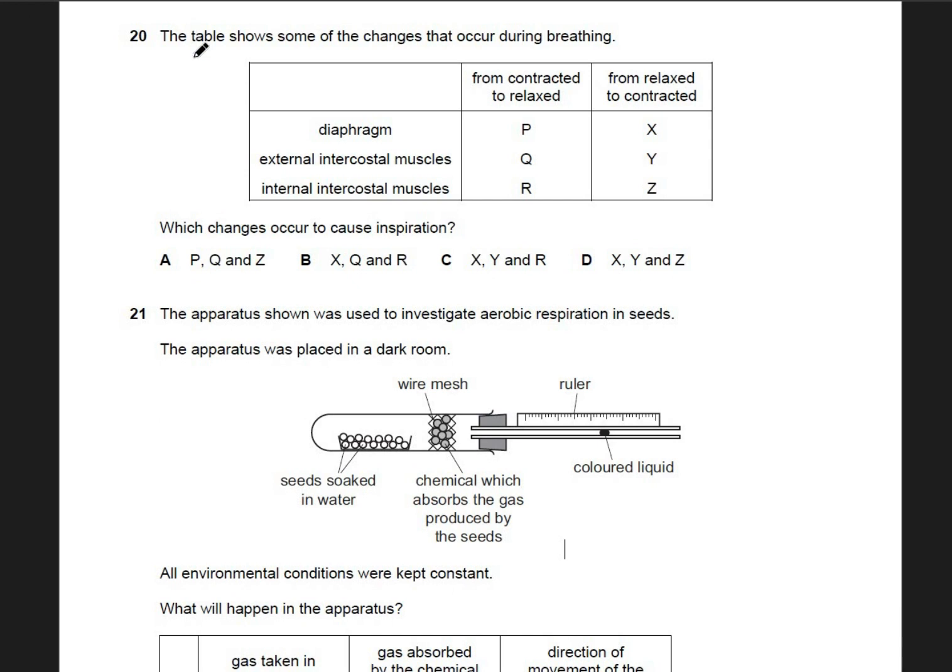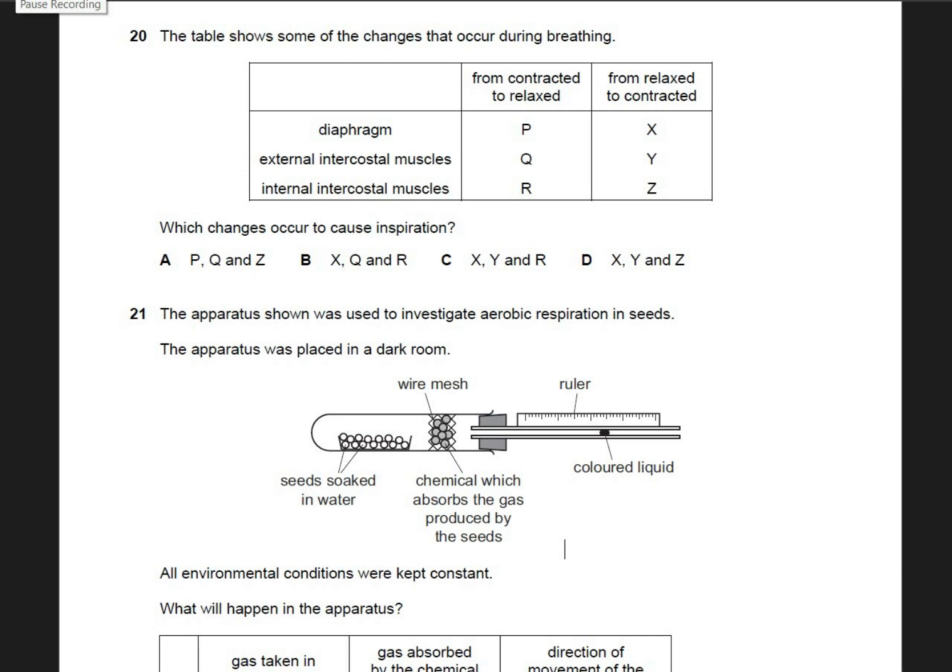Moving toward question number 20. It says that the table shows some of the changes that occur during breathing. This column is from contracted to relaxed, and this column is showing from relaxed to contracted state. The letters are given for the diaphragm, external intercostal muscles and internal intercostal muscles. Now they're asking which changes occur to cause inspiration. During inspiration, the diaphragm contracts, and the external intercostal muscles also contract, whereas the internal intercostal muscles relax.